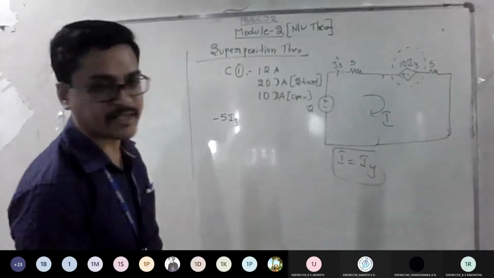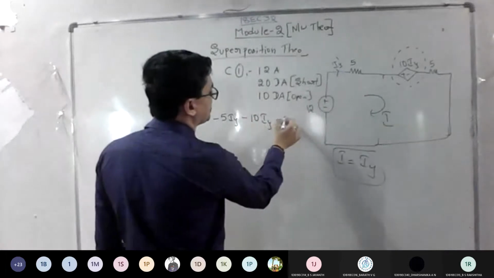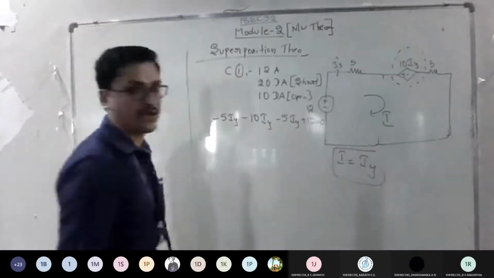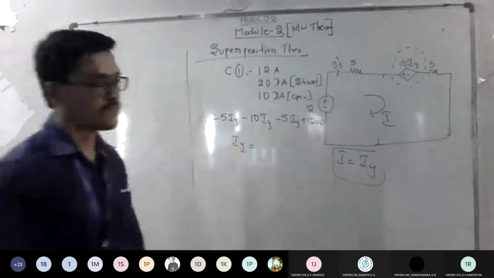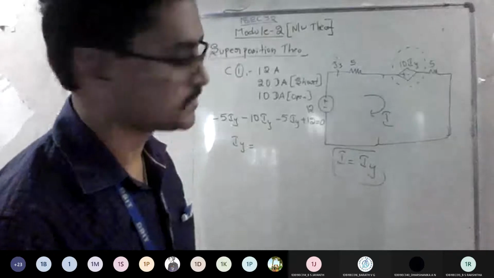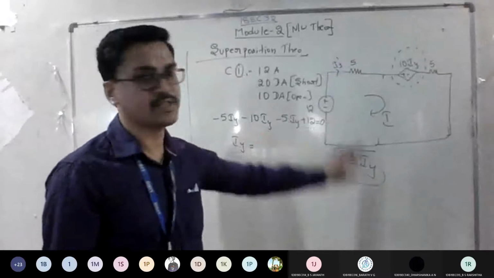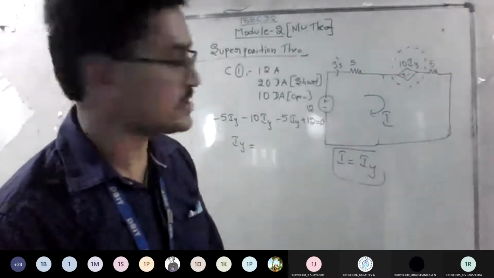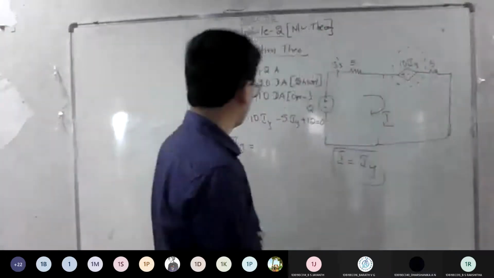So IY, okay. Then plus 2 minus is there. So -10 IY, then -5 IY plus 12 equal to 0. Is it correct, what I wrote? From this you can calculate IY and tell me the answer. What is IY here? This becomes -20 IY plus 12 is equal to 0. So it is -12 by -20. Minus gets cancelled. What is 12 by 20? How much? 0.6 amps.